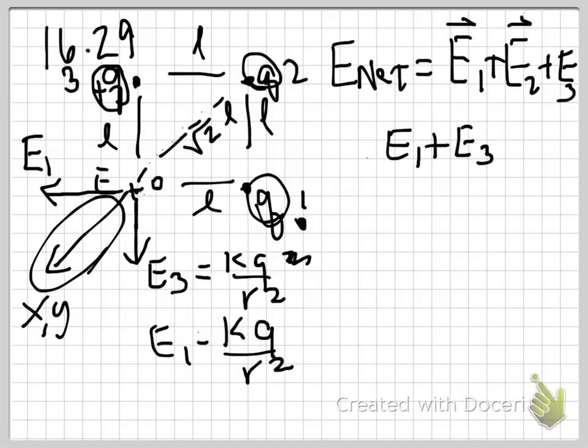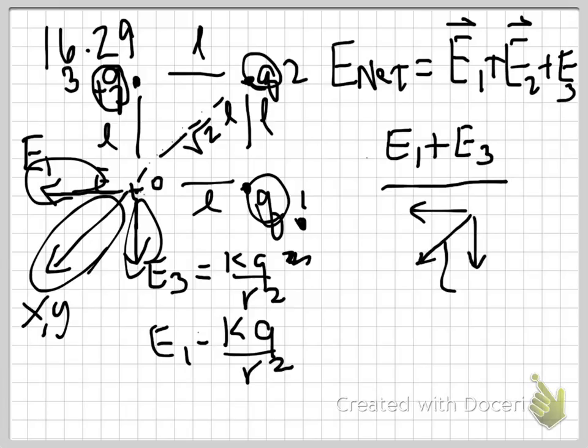So I think it's easier to sum these two together, this plus this, because what that will give you is this resultant, and this will be at a 45-degree angle, which is what this one is right here. So then we can simply add this and this together. Hopefully that makes sense.